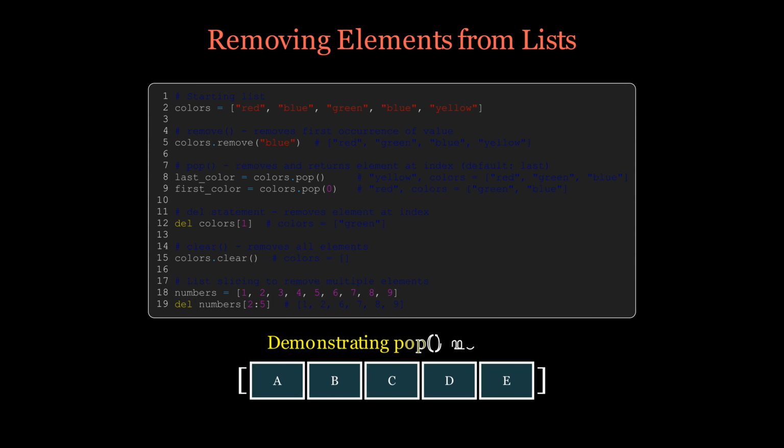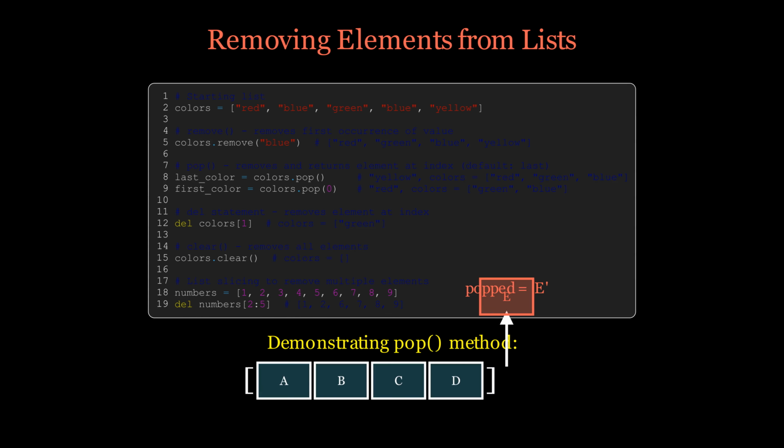Let's visualize the pop method. Pop removes and returns the last element by default. The pop method removes E and returns it.